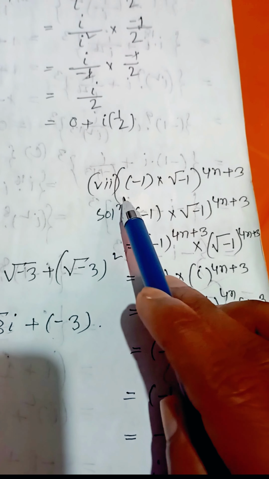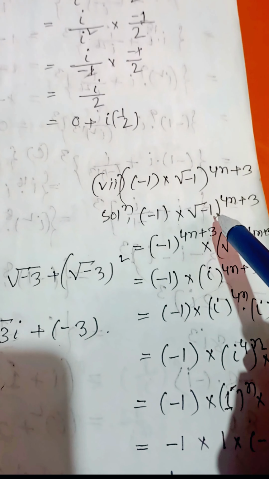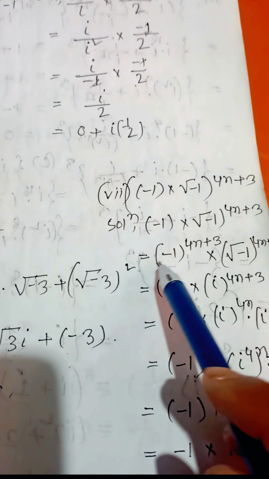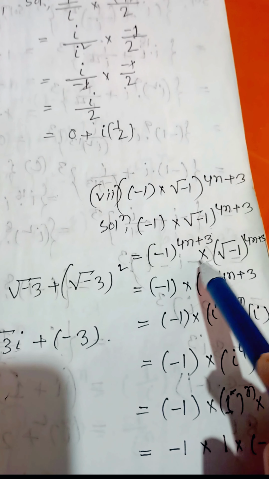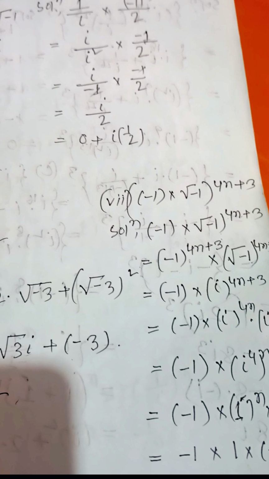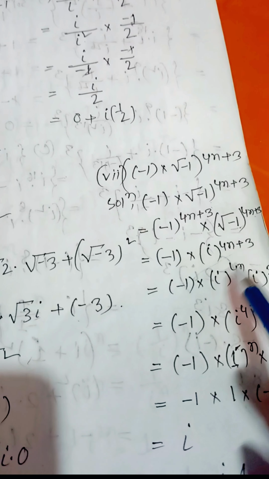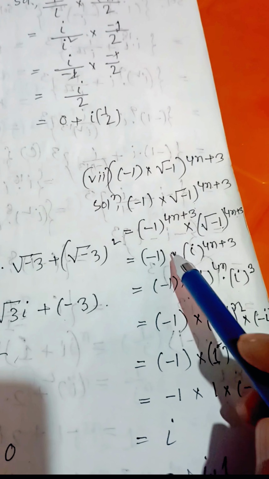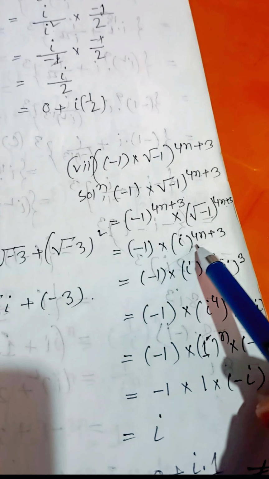Now I will discuss question number 7. Look at this. Now the question: minus 1 into minus under root minus 1 whole to the power 4n plus 3. First we should break these two. First, minus 1 to the power 4n plus 3 into minus under root minus 1 to the power 4n plus 3. These are odd numbers. If I multiply by an odd number, we get minus 1 into under root minus 1, and this value is iota, to the power 4n plus 3.